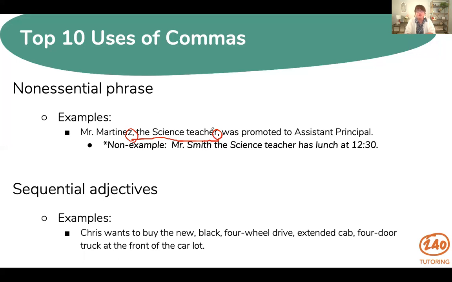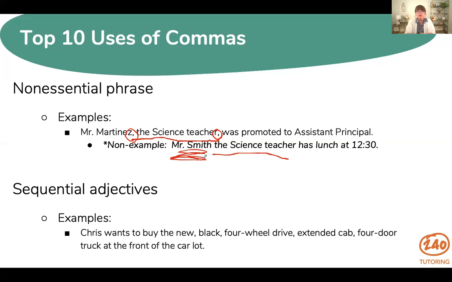Now, there are some times where the phrase is essential, but it sounds kind of similar. So look at this example. Mr. Smith, the science teacher, has lunch at 12:30. Since Mr. Smith is a pretty common name, we actually are using this phrase, the science teacher, to identify which Mr. Smith we're referring to. So in this case, we have to have that phrase in order to know which Mr. Smith. So it's essential and thus has no commas. So we use commas with non-essential phrases.